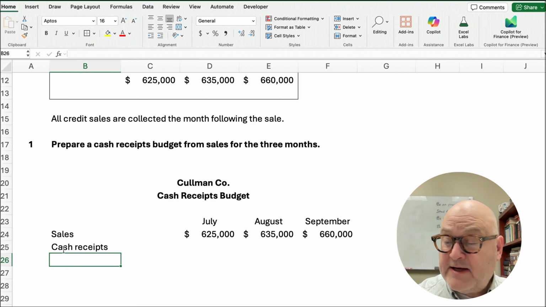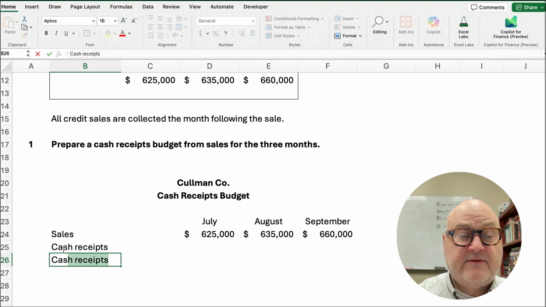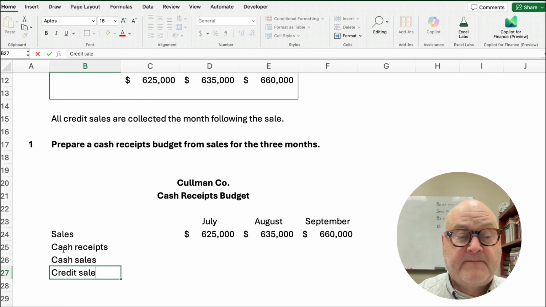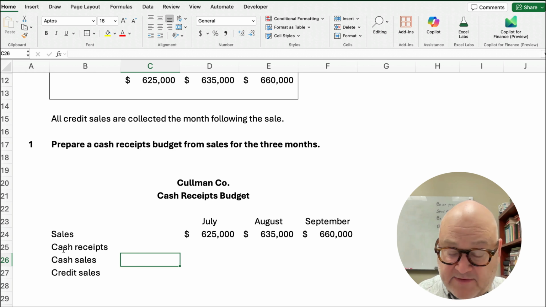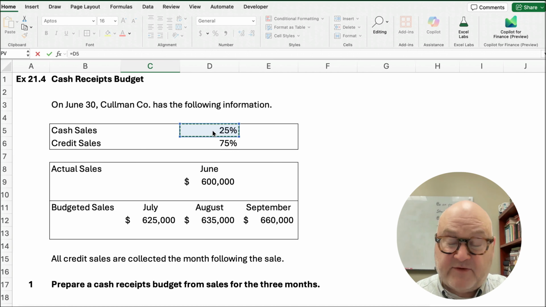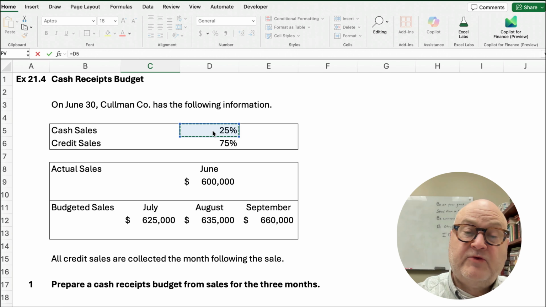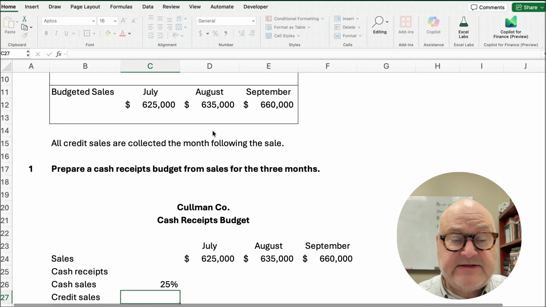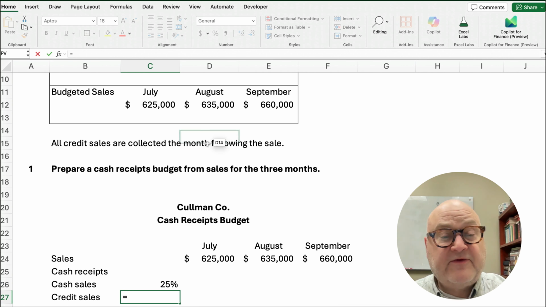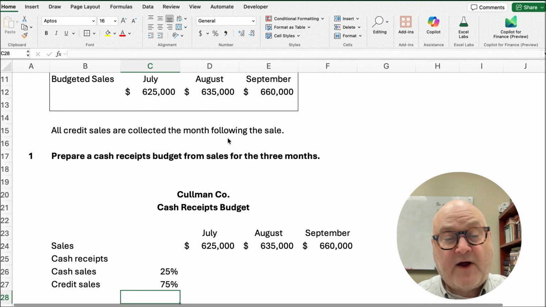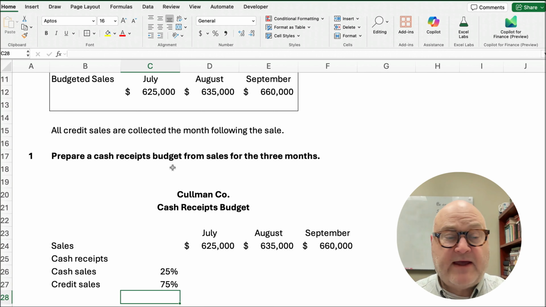Our cash receipts are made up of cash sales and credit sales. Now, I'm going to remind myself my cash sales are going to be 25%. So if we sell $1,000, then we assume 25%, $250, is going to be cash, and the remaining 75% would be on credit, and that would be collected the following month.